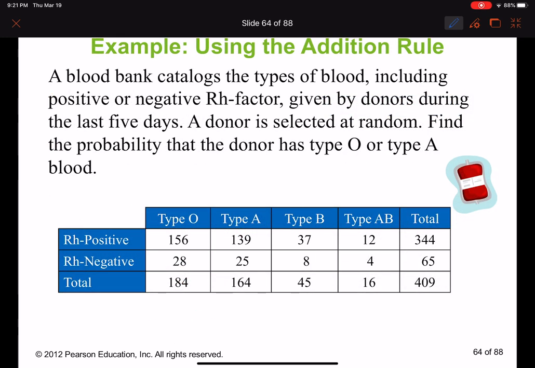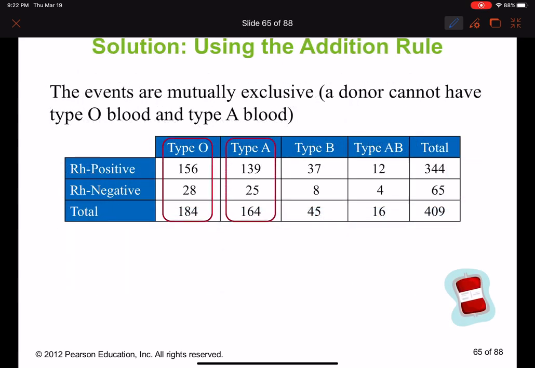Moving to the next problem. A blood bank catalogs the type of blood, including positive and negative Rh factor, given by donors during the last 5 days. A donor is selected at random. Find the probability the donor has type O or type A. So what's the probability for type O? Total, we have how many type O? 184. Out of how many? 409. How many we have type A? 164. Out of how many? 409.